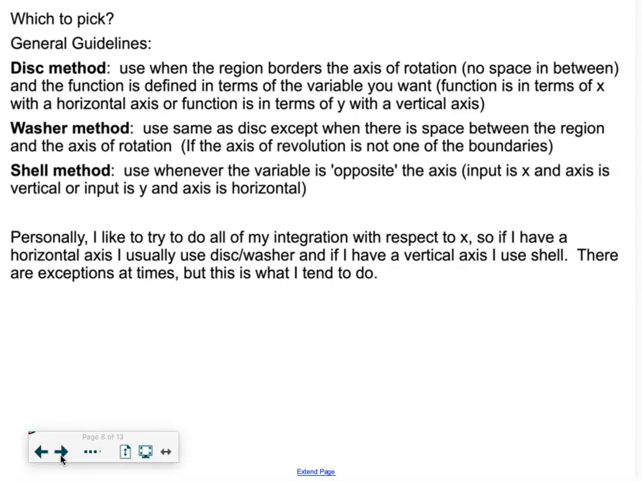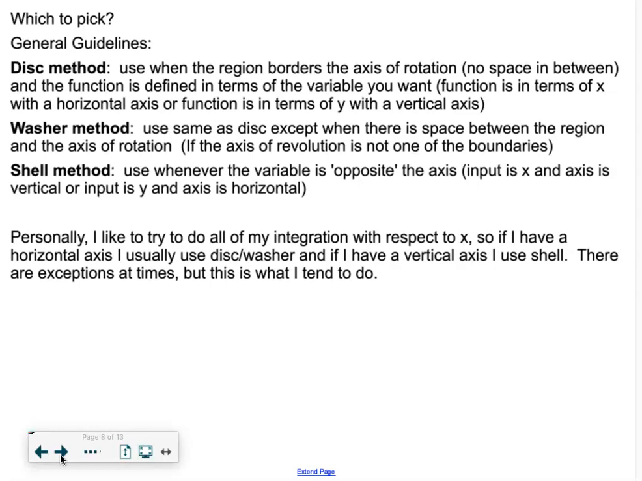Disc, washer, and shell are used when you're revolving a function about an axis, right? Revolving or rotating. So if you see the word revolving or rotating, you know you're doing a disc, washer, or shell. If you see the words find the volume where the cross sections are isosceles triangles perpendicular to the y-axis, you know you're doing cross section, right? Cross section, there's no choices. You just have to do what it says. But all the rest you have kind of some choices a little bit.